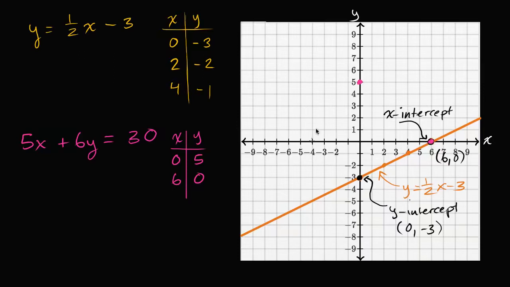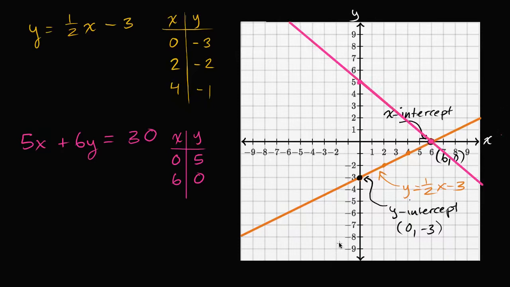And then the actual line that represents the x and y pairs that satisfy this equation is going to look like this. I'll just try it. It's going to go through those 2 points, and I can make it go the other way too. It's going to go through those 2 points. And so it's going to look something like that.